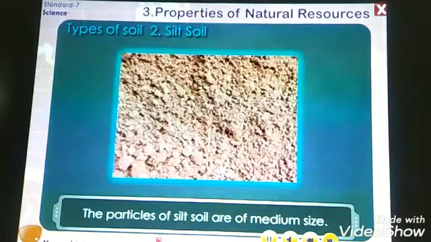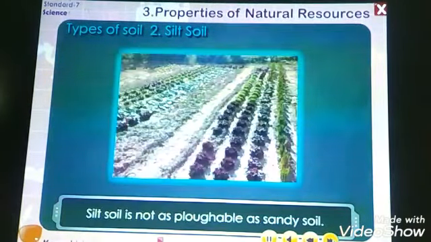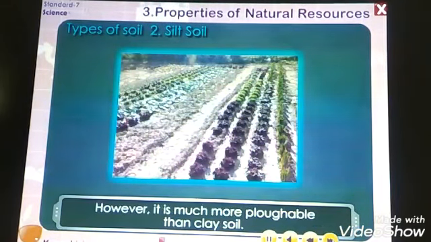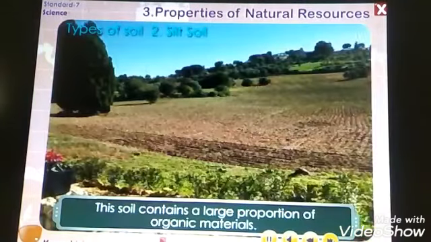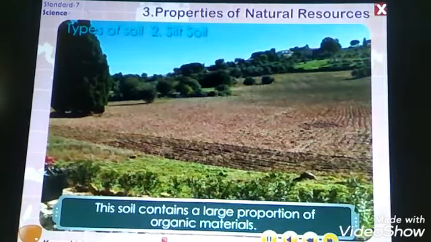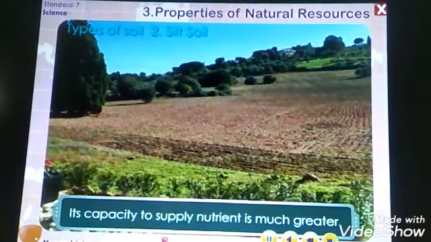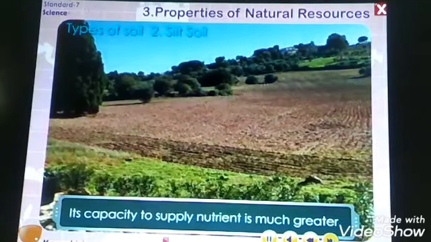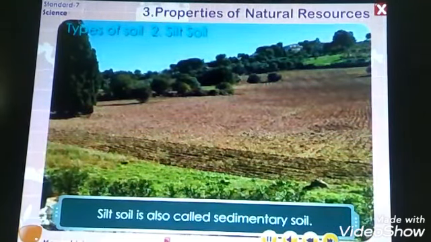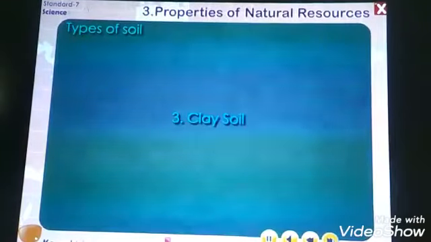Silt soil. The particles of silt soil are not as fluffy as sandy soil. However, it is much more fluffy than clay soil. This soil contains a large proportion of organic material in it. Its capacity to supply nutrients is much higher. The silt soil is also called sedimentary soil.